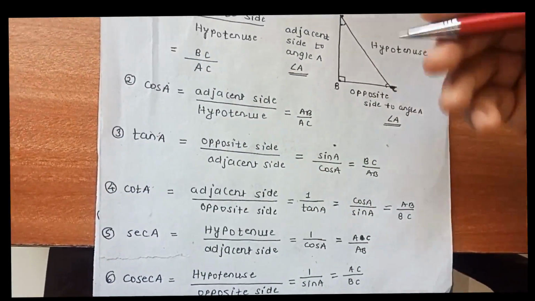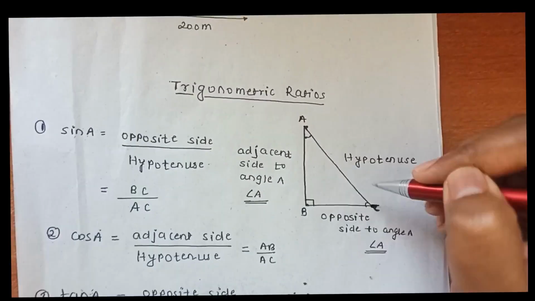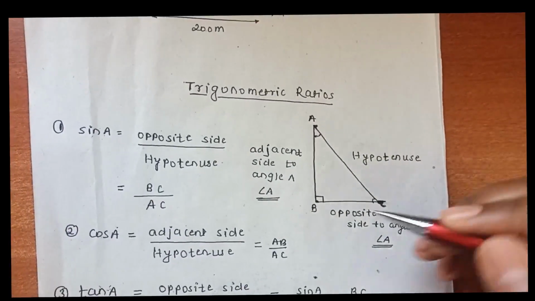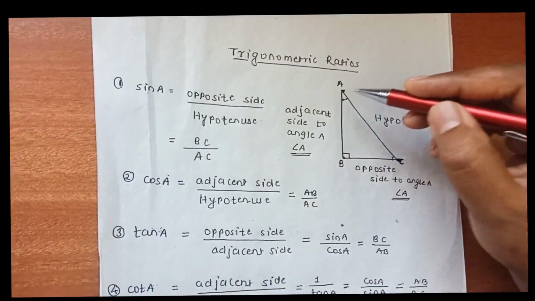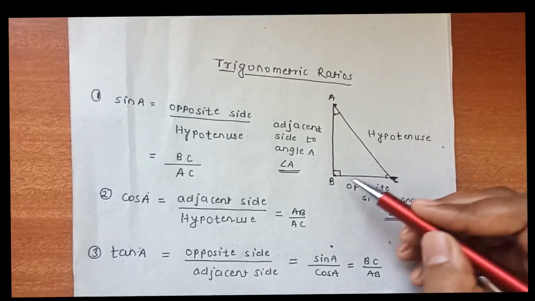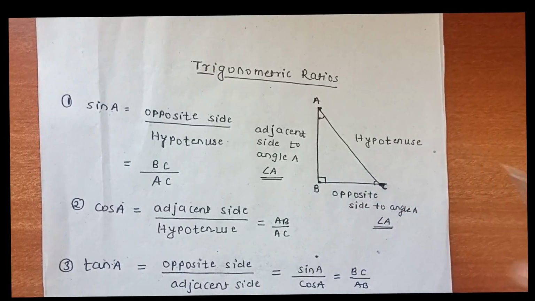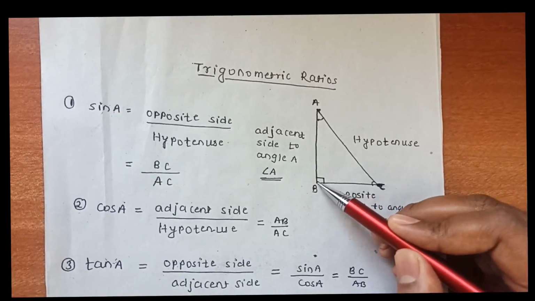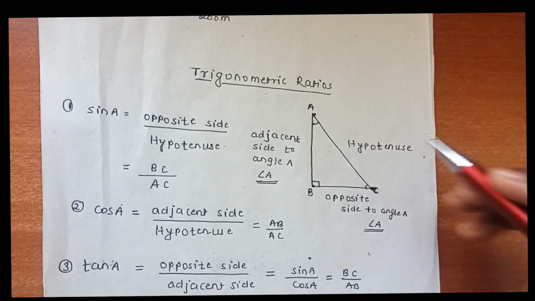To understand the relations between the two sides and the hypotenuse of the right angle triangle, I will derive the formulas of all six ratios. So let's take this triangle ABC, which is right angled at B. That means angle B is 90 degrees. As I explained, the side opposite to 90 degrees is the hypotenuse, so of course this is the longest side of the triangle and that will become the hypotenuse.